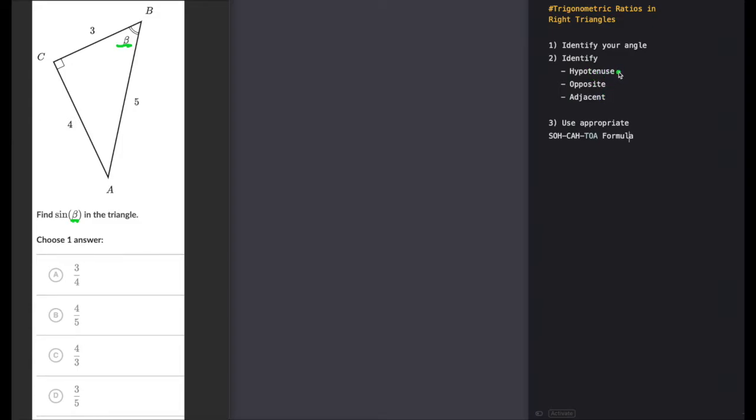So the hypotenuse in a triangle is just the longest side of your triangle, and that will never change. So in this case, I have 3, 4, 5. Which side is longest? 5. So 5 is my hypotenuse.